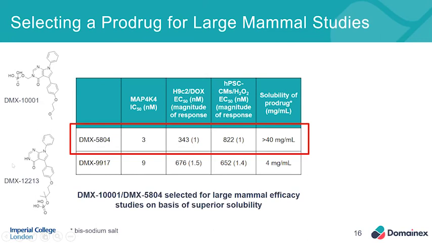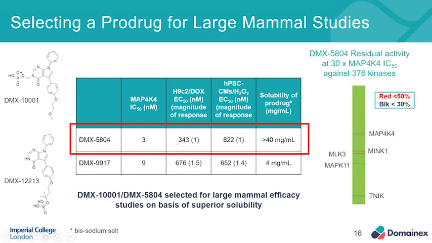And we assign that essentially to the removal of the amide, which might weaken interactions within the crystal lattice. In fact, we have made a prodrug of 9917 of this position as well, and that is equally soluble to the prodrug 10001. So 10001 was selected for the large mammal efficacy studies.